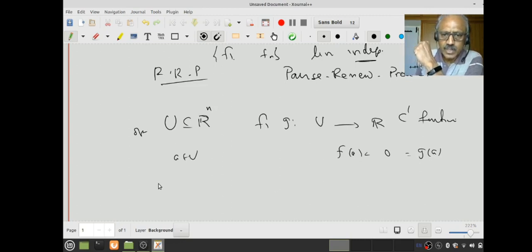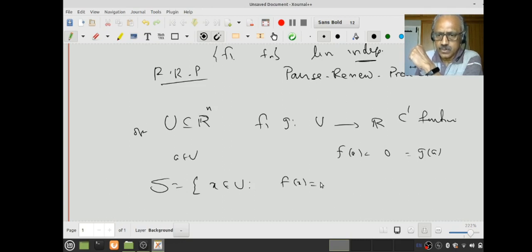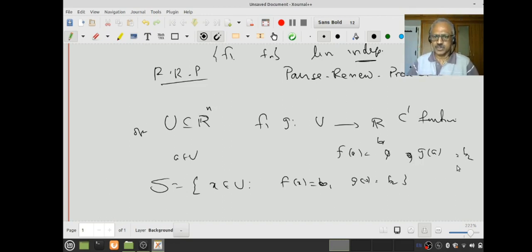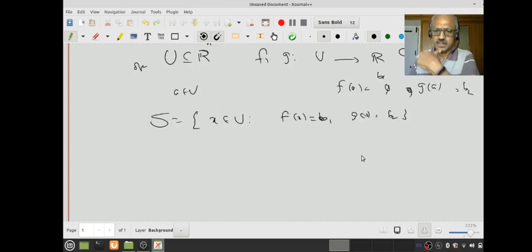Okay, so what I am looking at is the set S of x in U so that f(x) equals b1 and g(x) equals b2. But for convenience, we will always assume b1, b2 are 0, so that I can write a. Then I want to know whether locally the dimension of S, we had already defined the dimension of S, do you remember that, is equal to n minus 2.